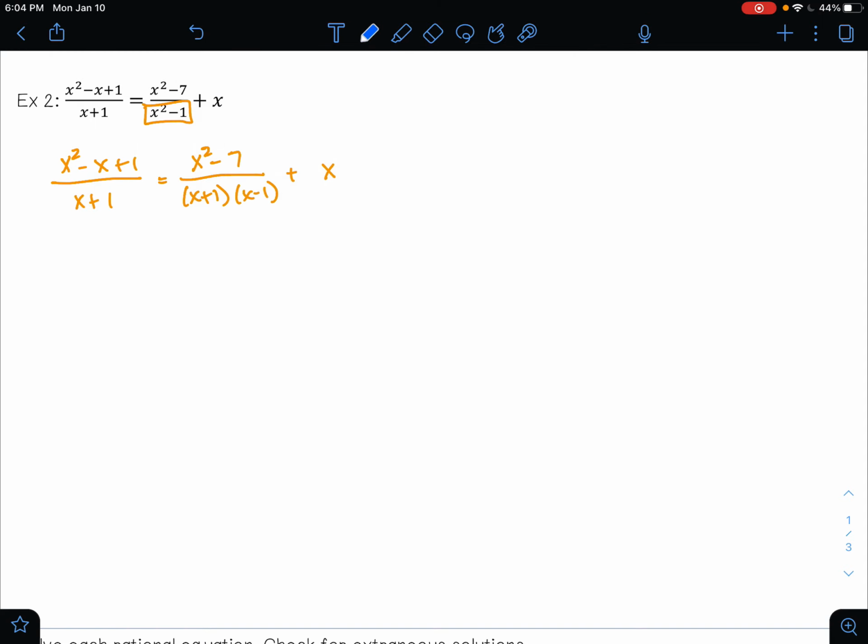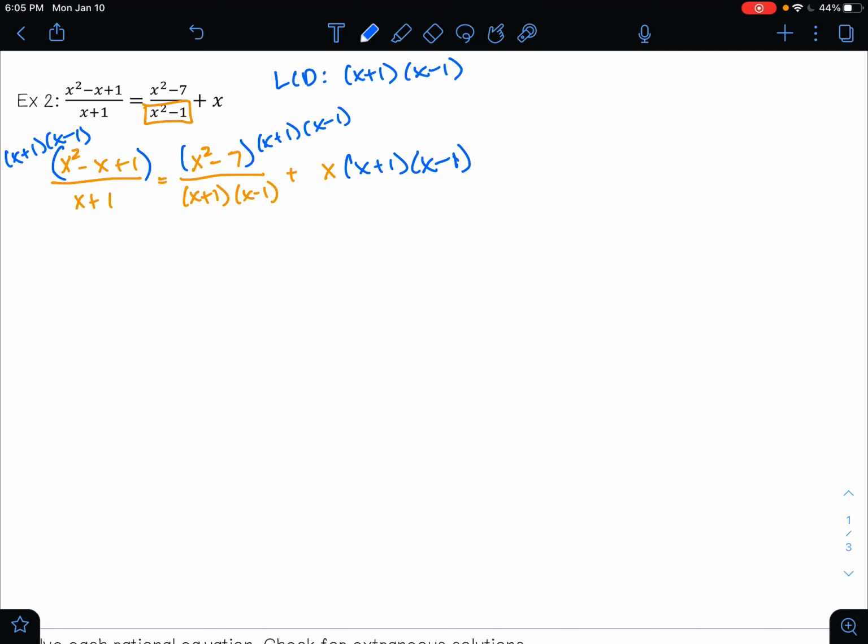From here, I can find the least common denominator. My LCD is going to be x plus 1 times x minus 1. So I'm going to multiply each of my terms by that: x plus 1 times x minus 1, x plus 1 times x minus 1, x plus 1 times x minus 1.